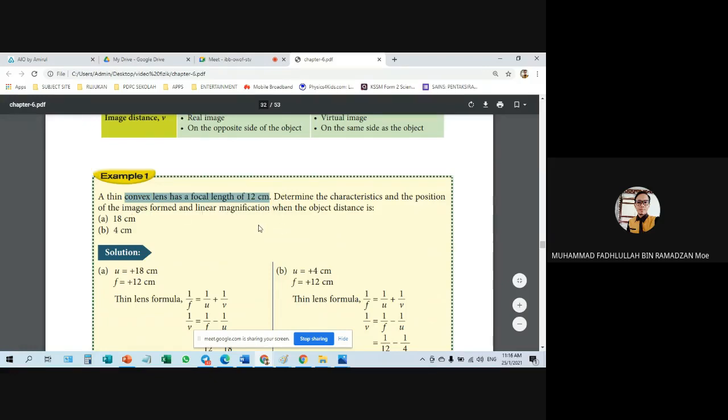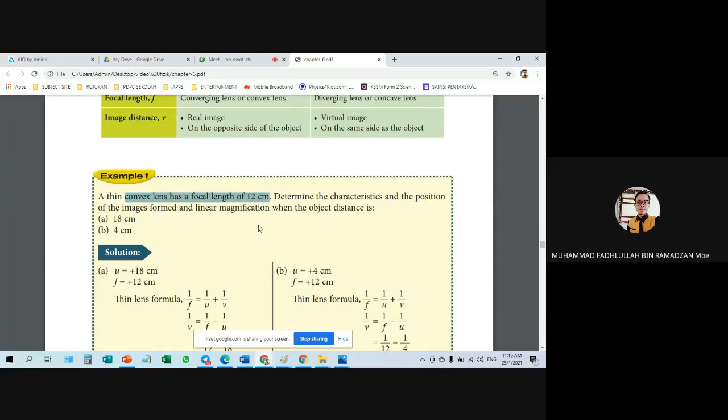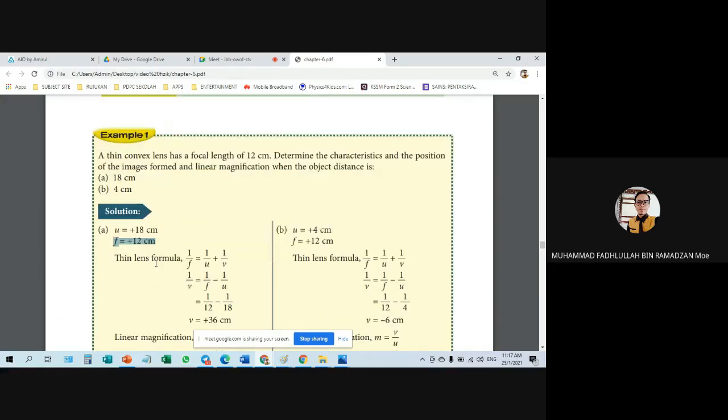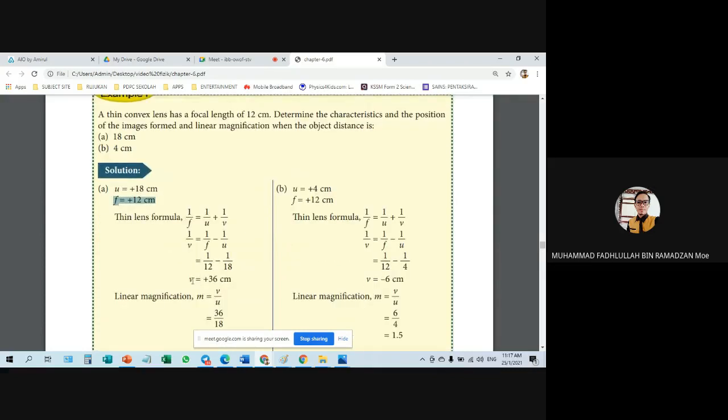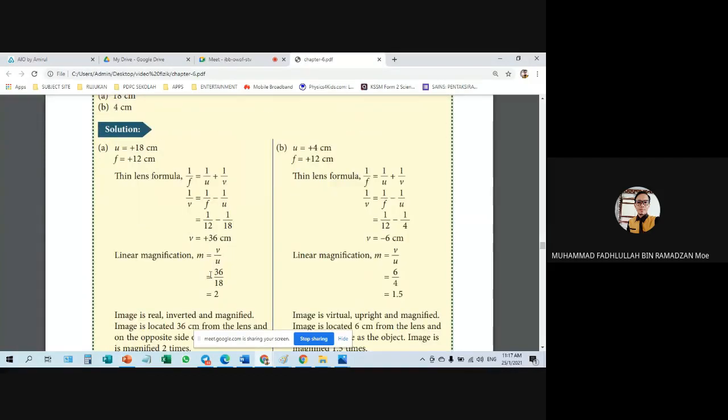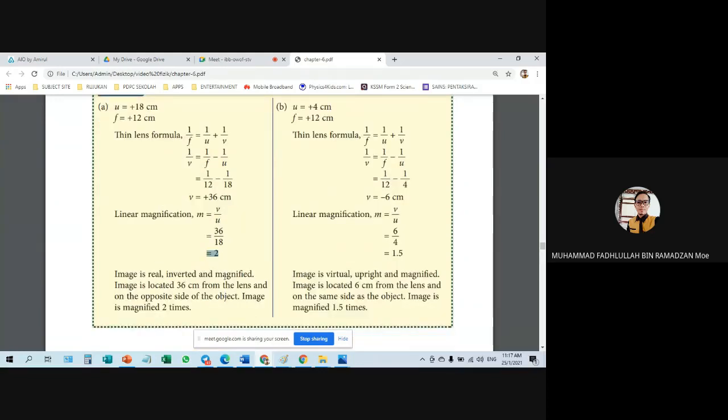Linear magnification ada dalam formula lah. Sebelum ni pun dah ada, you boleh tengok. Okay, when the object distance is 18 cm, so letakkan saja object distance is U dan focal length letak dekat situ positif. Okay, so apply the thin lens formula, you dapat jawapan dia ini. Okay, so magnification V over U. Okay, so you dapat magnification dia adalah 2. So kita bagi dahulu dekat sini sebab you dapat 2 lagi besar.